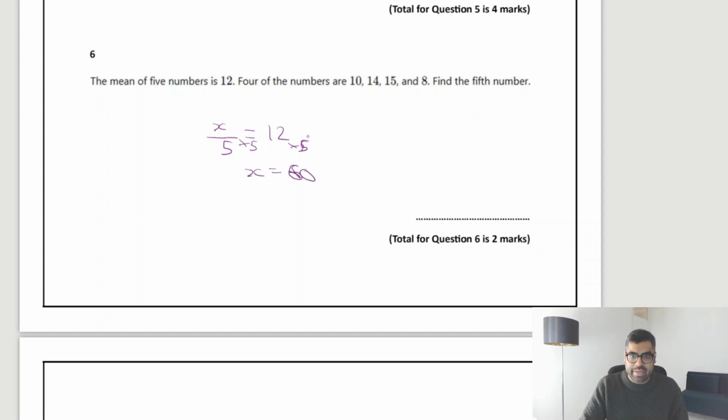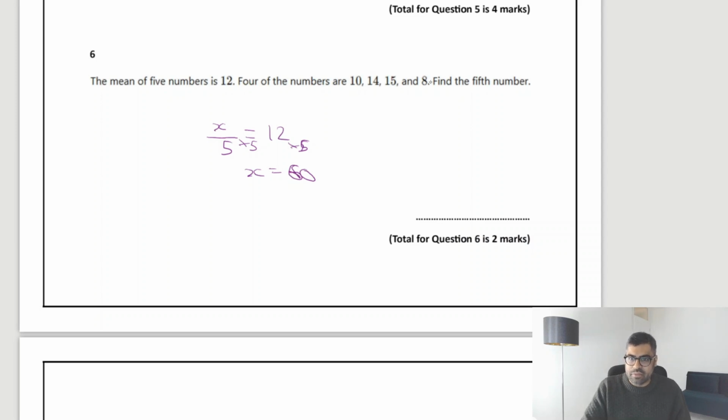Now we know the x's are 5 numbers added together. So our 5 numbers, if we add them together, remember this is non-calculator, so let's add them up quickly. 10 plus 14 is 24. 24 plus 15 is 39. And then 39 plus 8 is 47. Well, we need x. We know x is equal to 60.